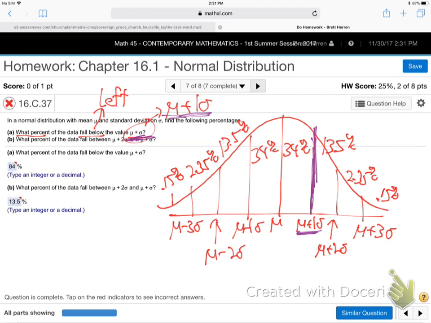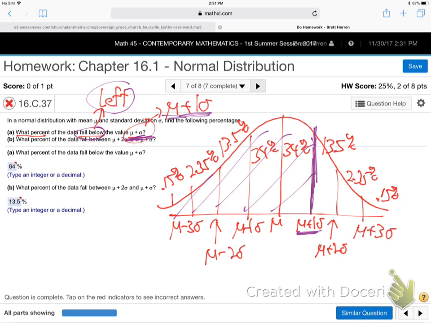So they're saying, hey, what percentage is below, left? What's all this percentage? See what they're saying? What percentage is below one jump to the right of the middle? So what must all that percentage be?